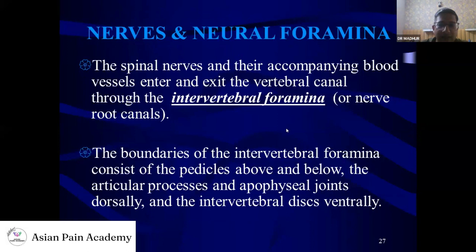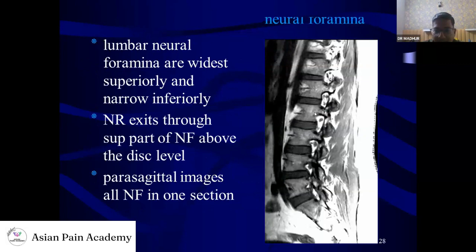The spinal nerves and their accompanying blood vessels enter and exit the vertebral canal through the intervertebral foramina or nerve root canals. The boundaries of the intervertebral foramina consist of the pedicles above and below, the articular processes and apophyseal joints dorsally, and the intervertebral discs ventrally. Here we can see these are the neural foramina through which the nerve roots will come outside. As we can see, in the superior aspect, just behind the vertebral body, they are wider than the inferior aspect. So it's a typical keyhole appearance.